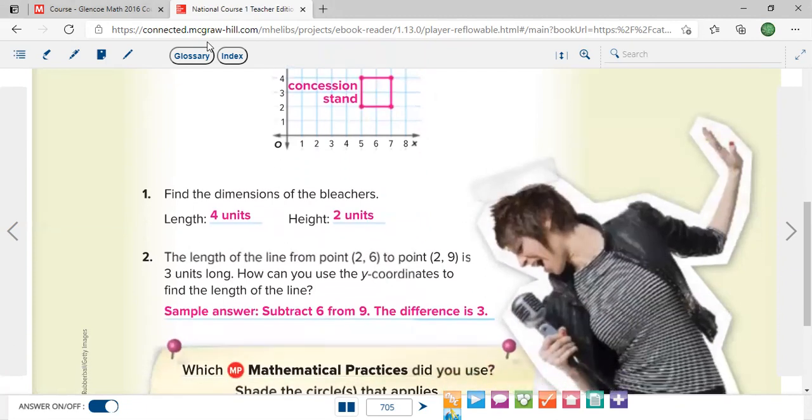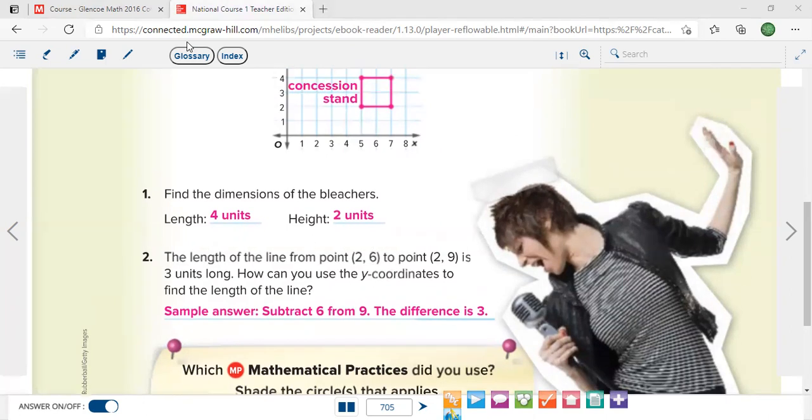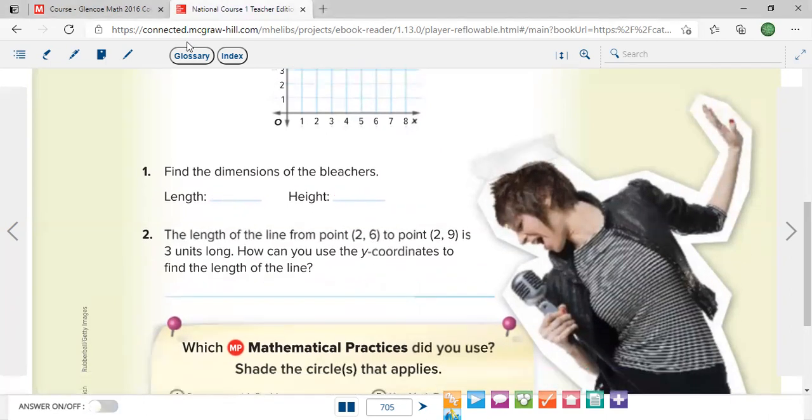The length of the line from point 2 and 6 to point 2 and 9 is 3 units long. How can you use the y coordinate to find the length of this line? So we subtract 9 minus 6 to give you 3. This is 9 in the y coordinate and 6 in the y coordinate. To find the length on the y coordinate, just 9 minus 6, it will give you 3. Moving on.